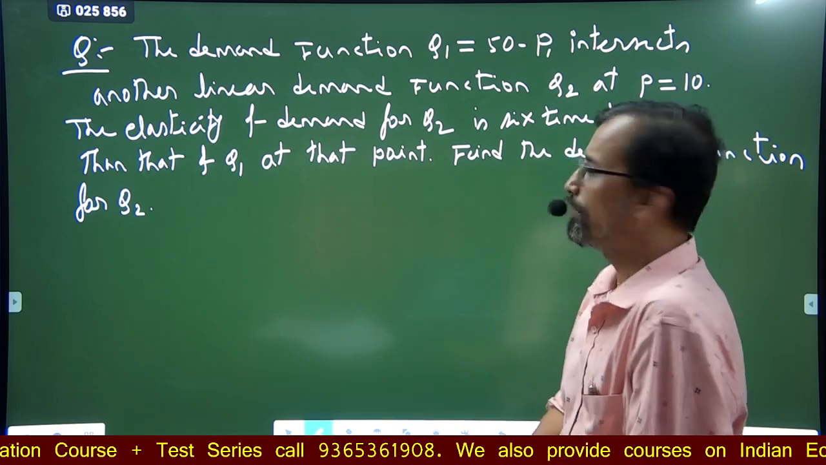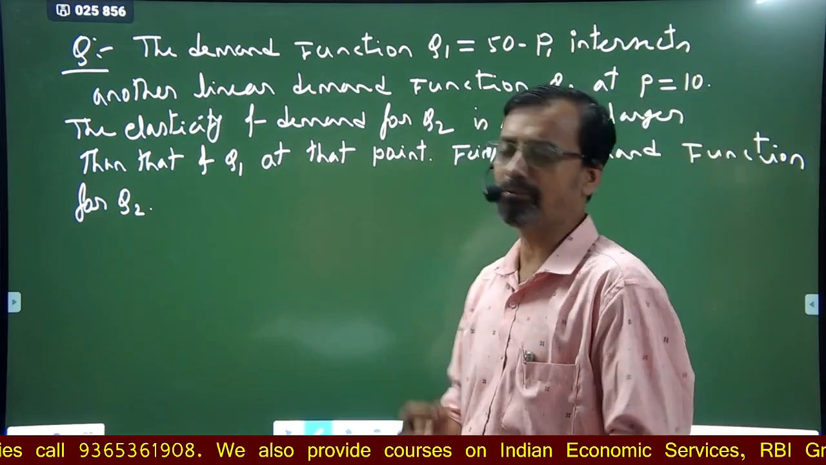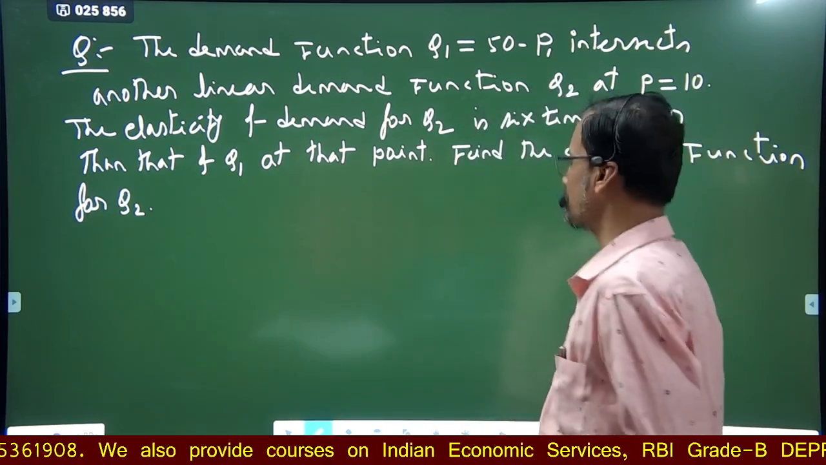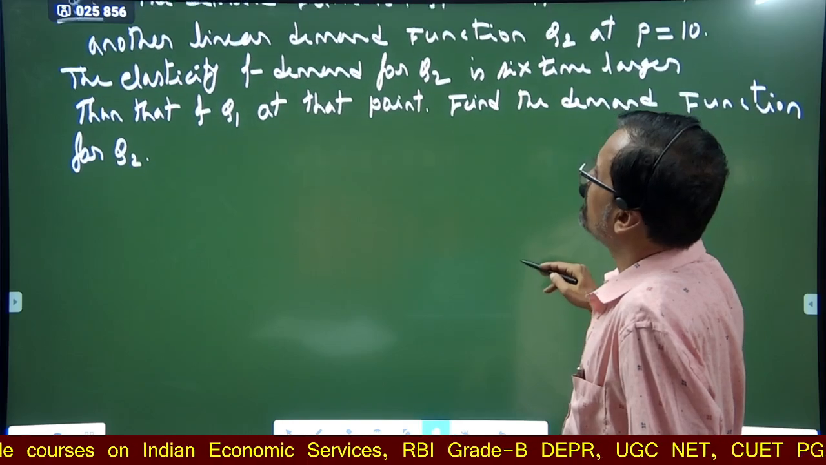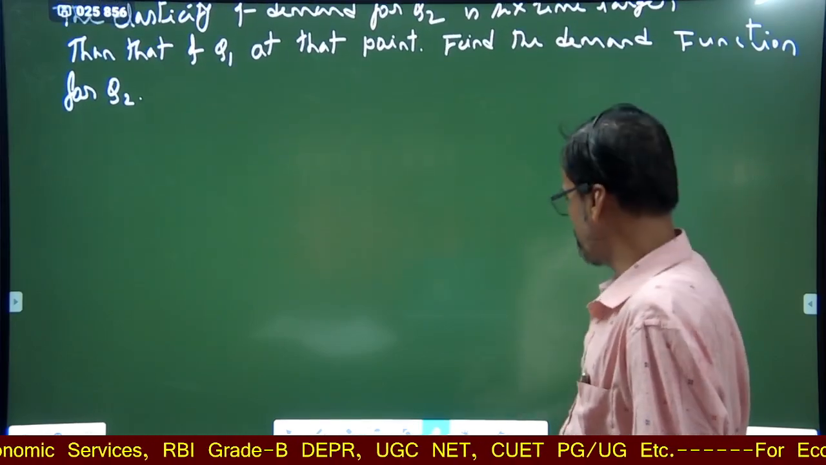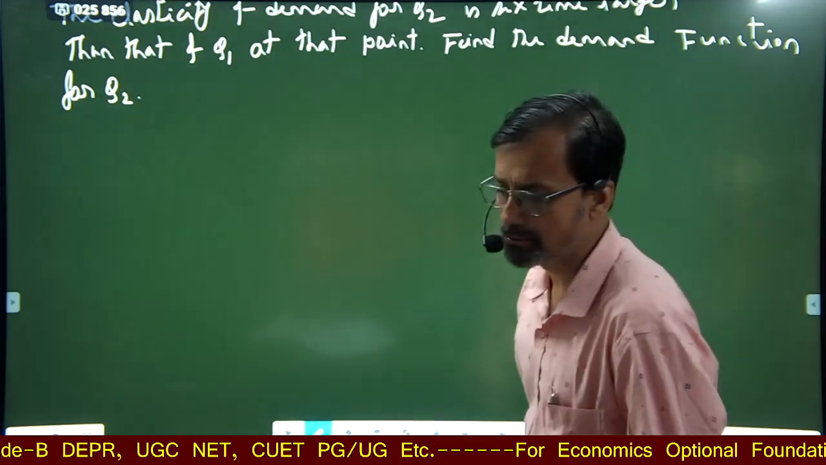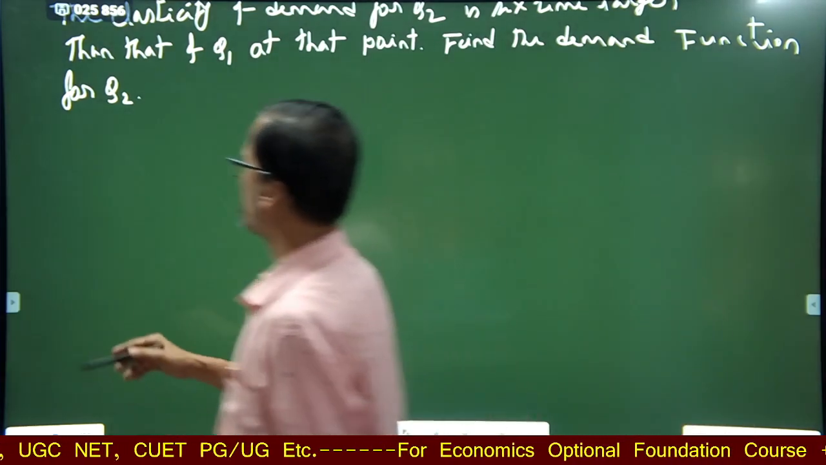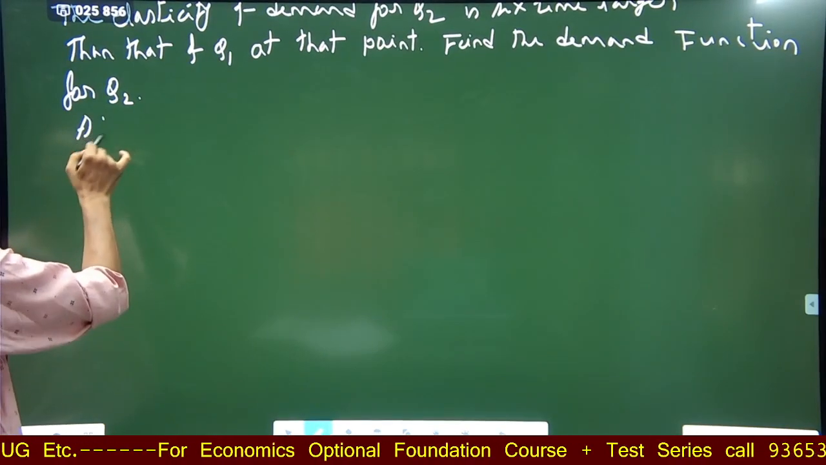Now we have to find the demand function for the second demand function, that is Q2. We need to derive the second demand function, Q2. So what will be the solution? What will be the answer?